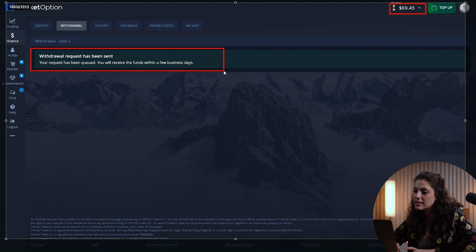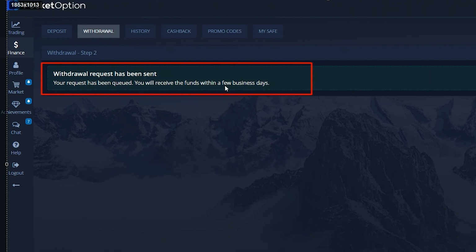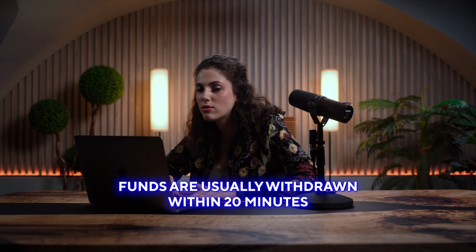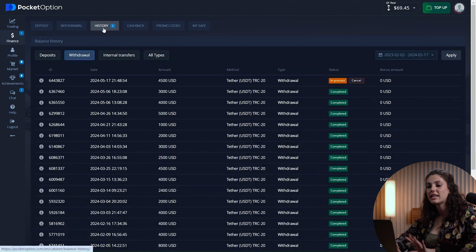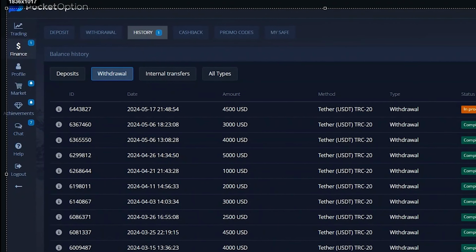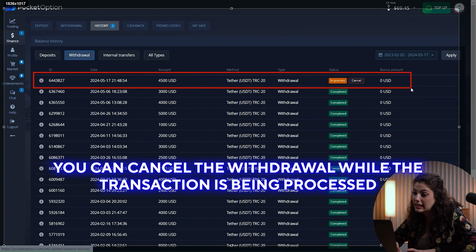I now have $69. The broker says the funds will be credited to our wallet within 2 business days. However, in my experience, it usually takes about 20 minutes. Let's go to the Transaction History tab to check the current operation. At the top is the latest request with all the necessary information. You can also cancel it by clicking Cancel. Now we just wait for the broker's approval.